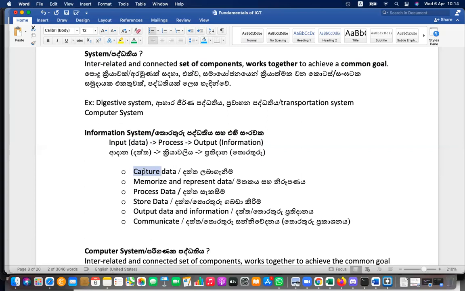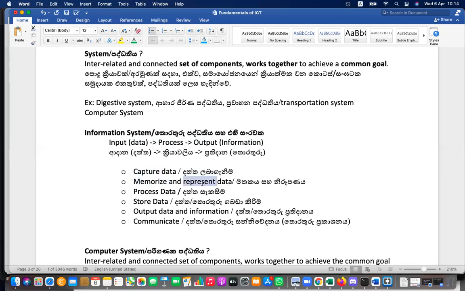Okay, after capturing, what do you have to do? Let's say you have captured some data. Now you have to keep it. Keep means memorize, represent. Represent means you have to keep it in your own way. For example, let's say you found a jackfruit. You have taken a jackfruit. But can you eat a jackfruit as it is? No, it's not possible. Then what do you have to do? You have to keep and represent.